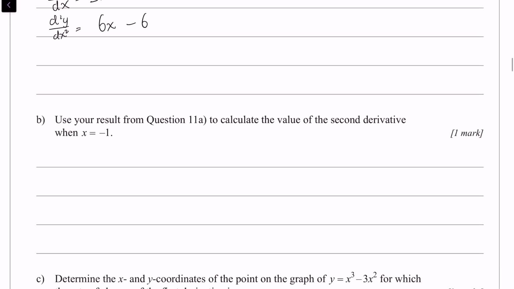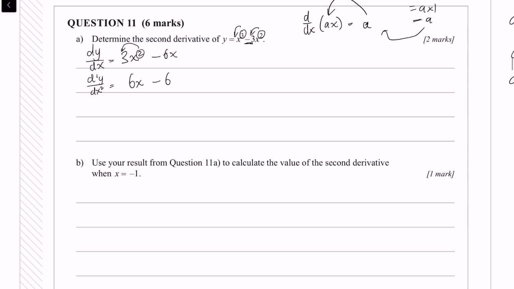Now basically, using our result from question 11a, calculate the value of the second derivative when x equals negative 1. So quite simply, it's just substituting x equals negative 1. So this is the notation for it, d2y over dx2, where x is equal to negative 1. I'm just essentially putting that in. Wherever there's x, I put negative 1 in brackets.